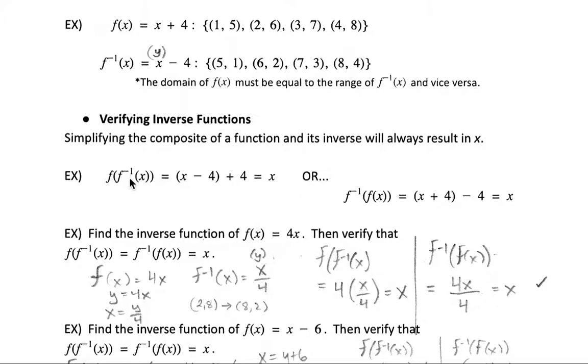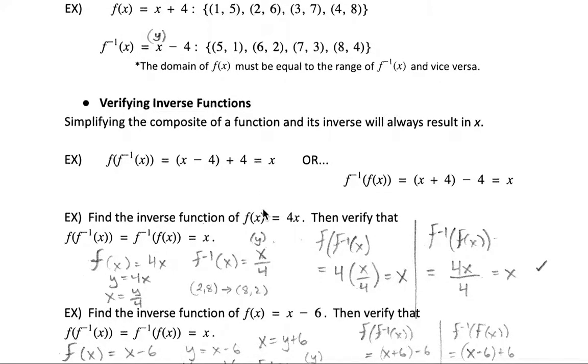Let's try it backwards. Here we did the inverse plugged into the original. Let's flip that around and plug the original into the inverse. So there's our symbol there. So take our original function, x plus 4, and plug it into the input for the inverse. So now we have x plus 4 minus 4. And if we simplify that, we get an output of x. And that's what we wanted. So if we do that both ways, and both times we get x out of it, we verified that those two functions are inverses of each other. So that's the algebraic way to prove inverse functions. Use that composite.